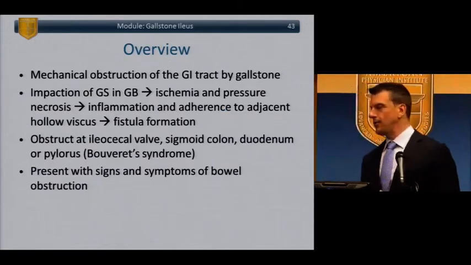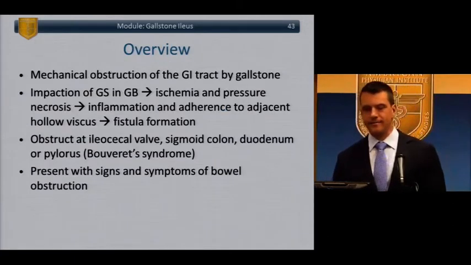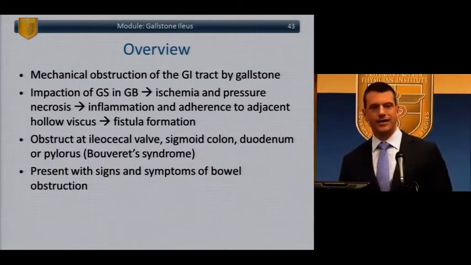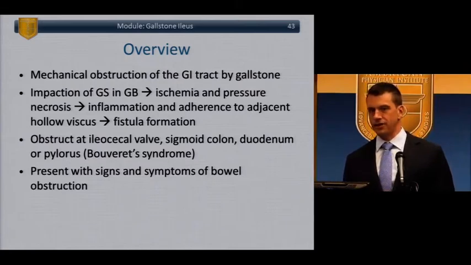So basically what's going on in this condition is you have a mechanical obstruction of the GI tract by an ectopic gallstone. Usually this results from a large gallstone that has become wedged in the neck of the gallbladder. It creates ischemia and pressure necrosis of the gallbladder into the adjacent hollow viscus, and then a fistula occurs. Once that happens, the stone can get out into the GI tract.